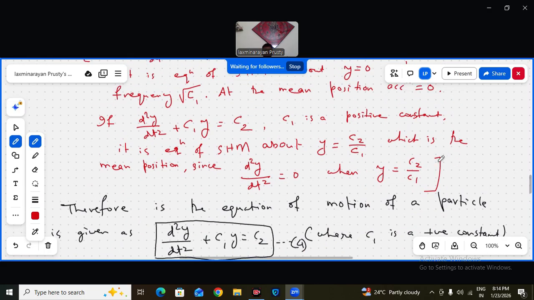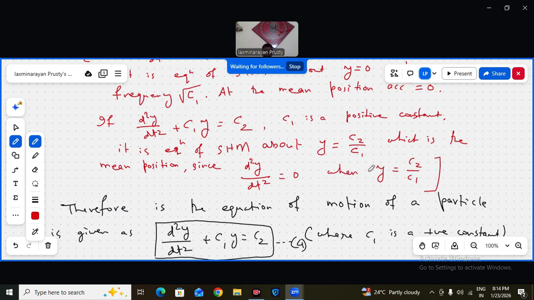That's what you are observing, and you must be knowing this also. If d square y by dt square plus c1 y is equal to a non-zero constant c2, where c1 is a positive constant and c2 can be either positive or negative, it is the equation of SHM about, again, the mean position. What is the mean position? Put d square y by dt square as 0, so y mean is c2 by c1.